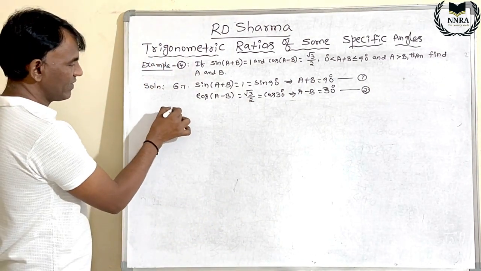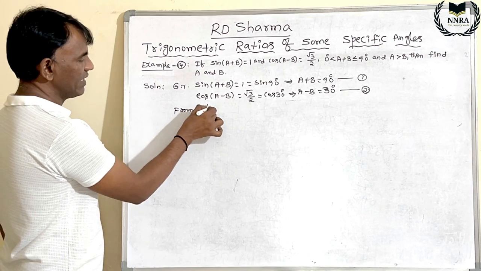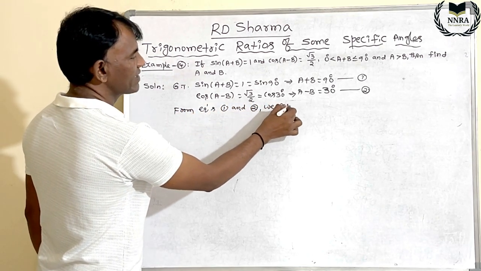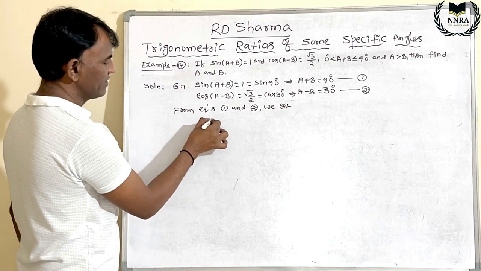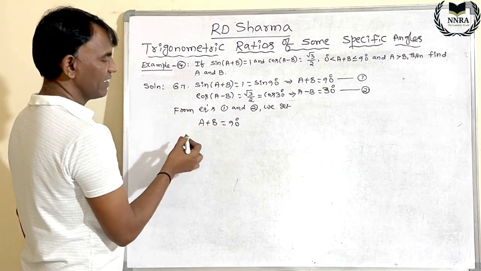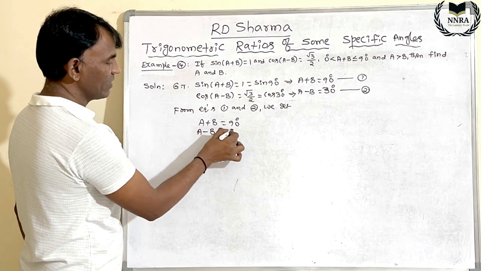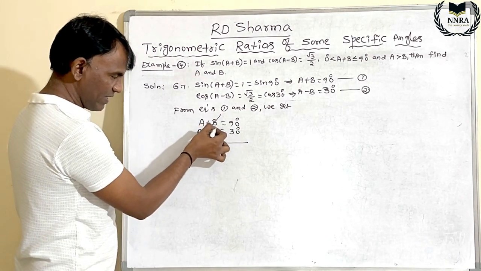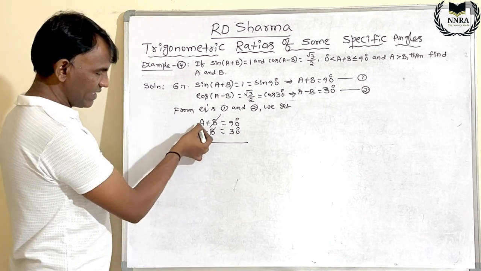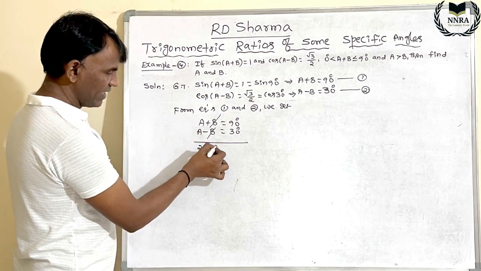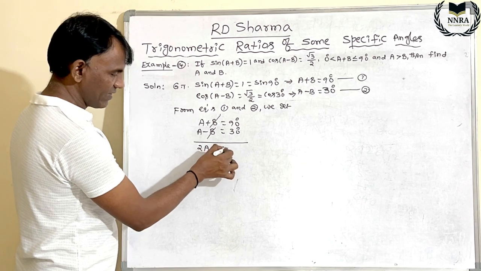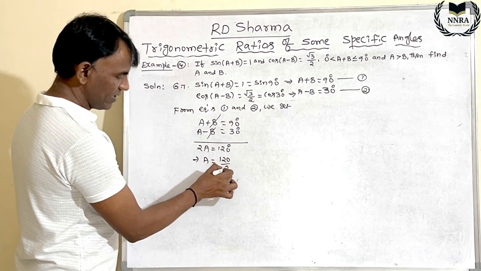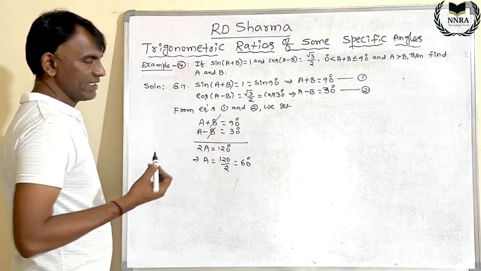Okay, now from equations 1 and 2 we get a plus b equals 90, that is the first equation, and the second one is a minus b equals 30. By adding these two, plus b minus b gets cancelled, and here a plus a is 2a. 90 plus 30 equals 120 degrees. Now what is the value of a? 120 divided by 2 equals 60 degrees.